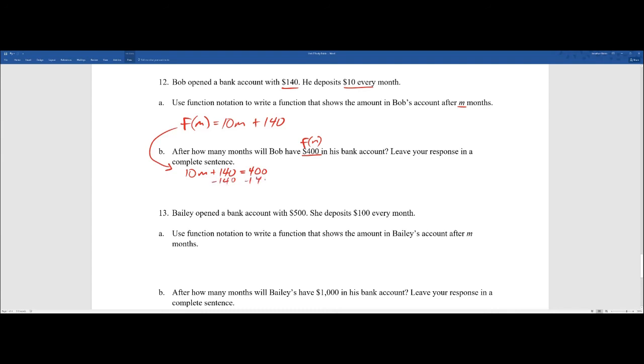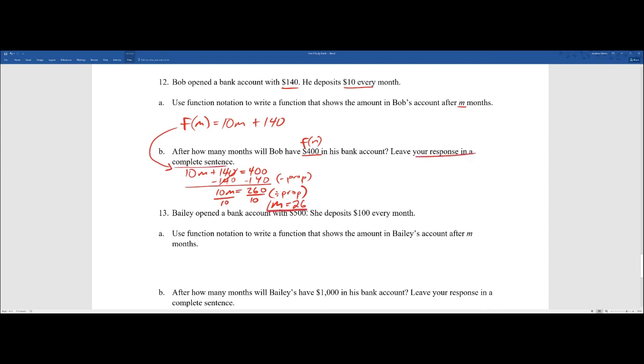If we do this real quick, that should be 260 equaling 10m. Notice I'm using the subtraction property and eventually the division property, just like what we learned previously in Unit 1. It's all connected, okay? And then finally, m equals 26. So leave your response in a complete sentence, though.